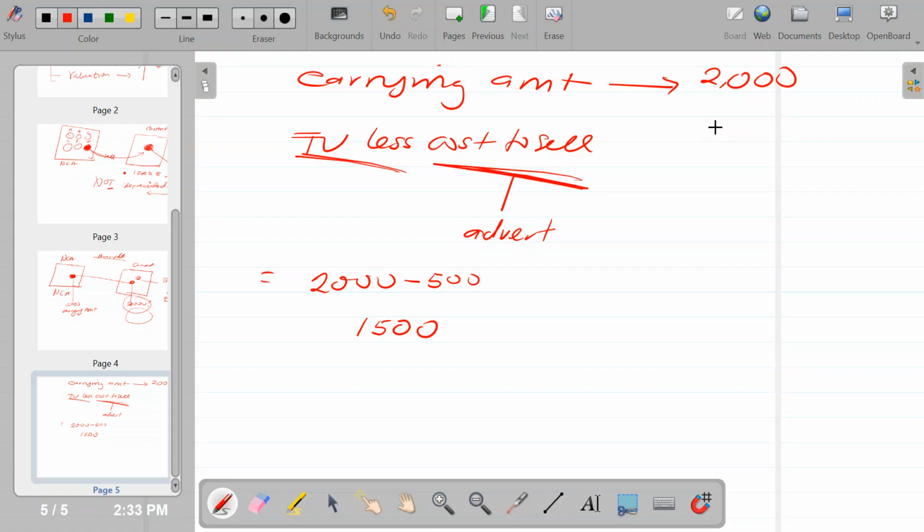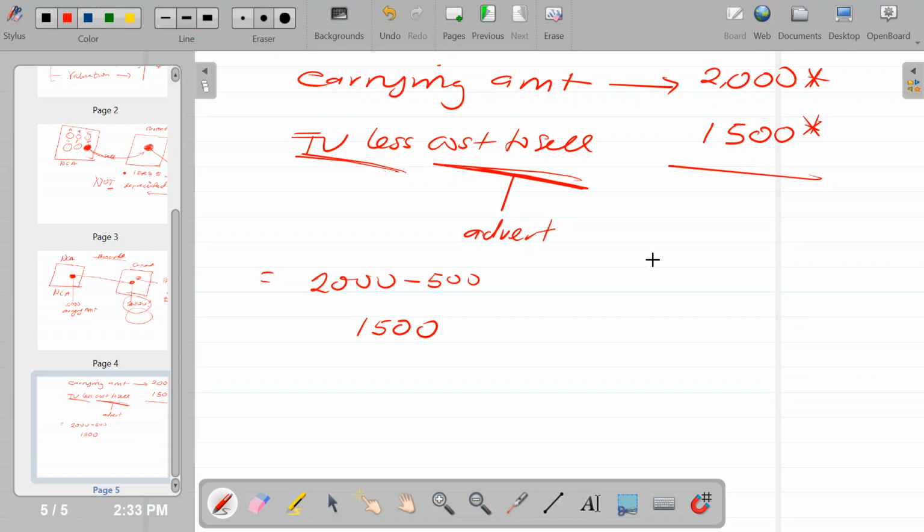So if the fair value less cost to sell is 1,500, the standard says we should use the lower figure as the new carrying amount of the asset. Now the question is, why are we using the lower, not the higher? Anyone? Let's see the reason why the standard is saying we should use the lower. It's all about impairment.